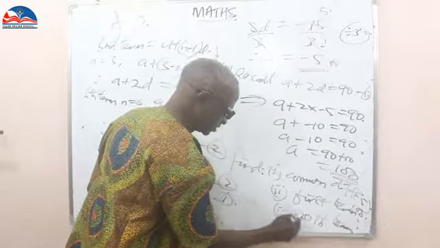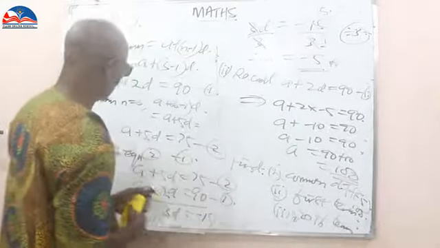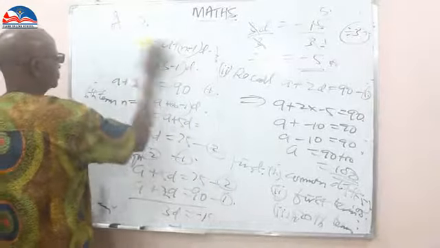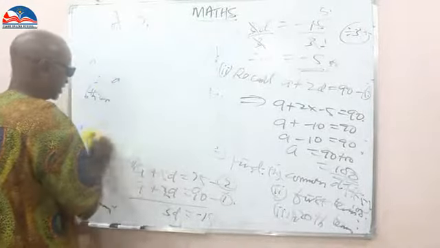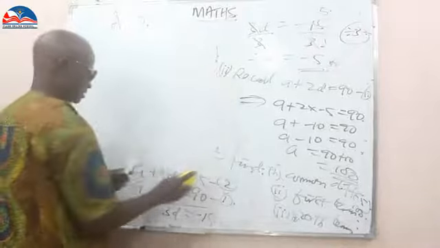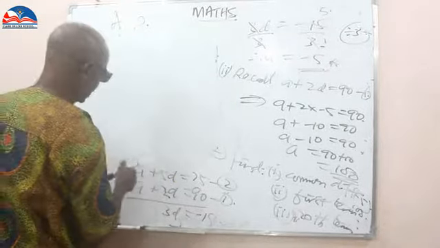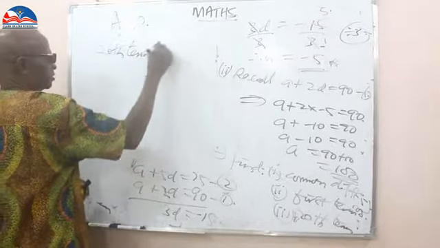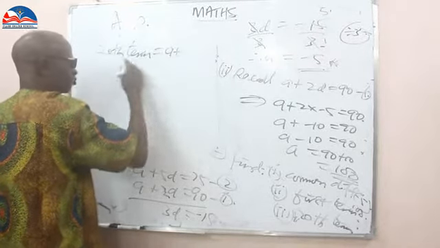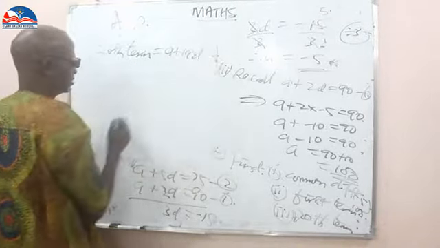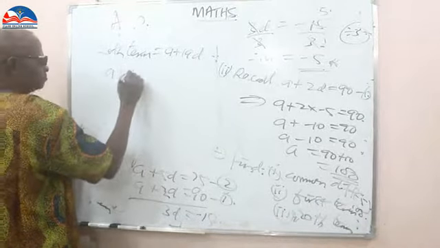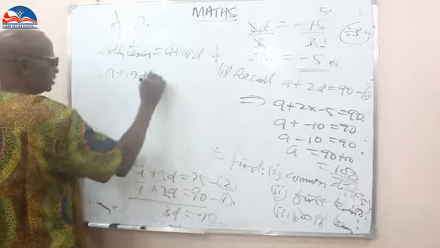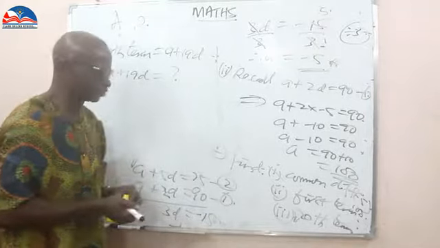Then the other one is the 20th term. Going back to the 20th term, we now want the 20th term. The 20th term equals a plus 20 minus 1, which is 19d. a plus 19d equals the 20th term, equals what? That's the question now. What's number 20?